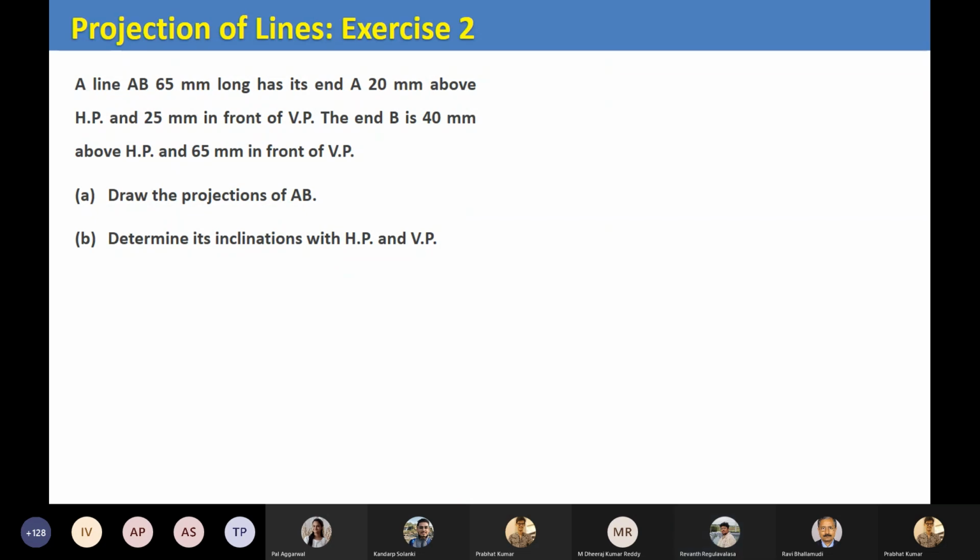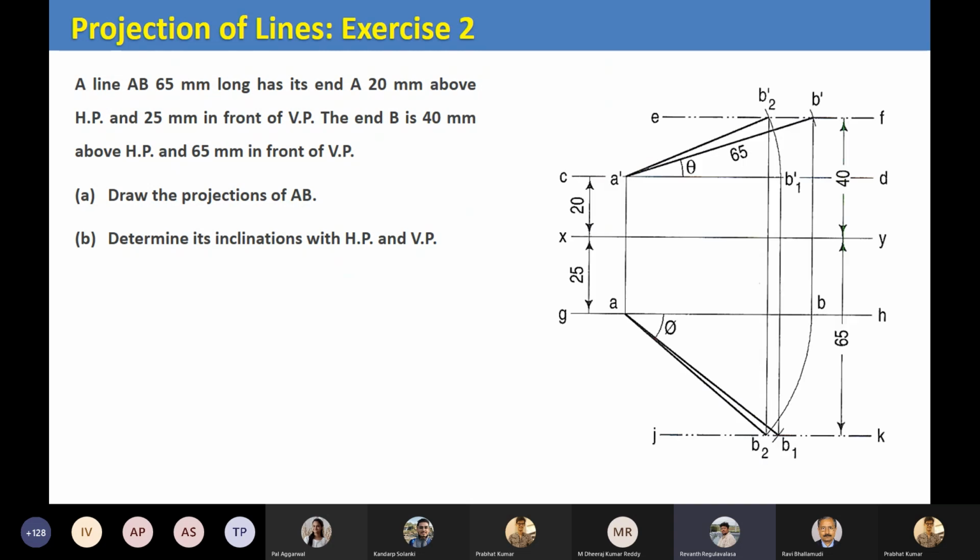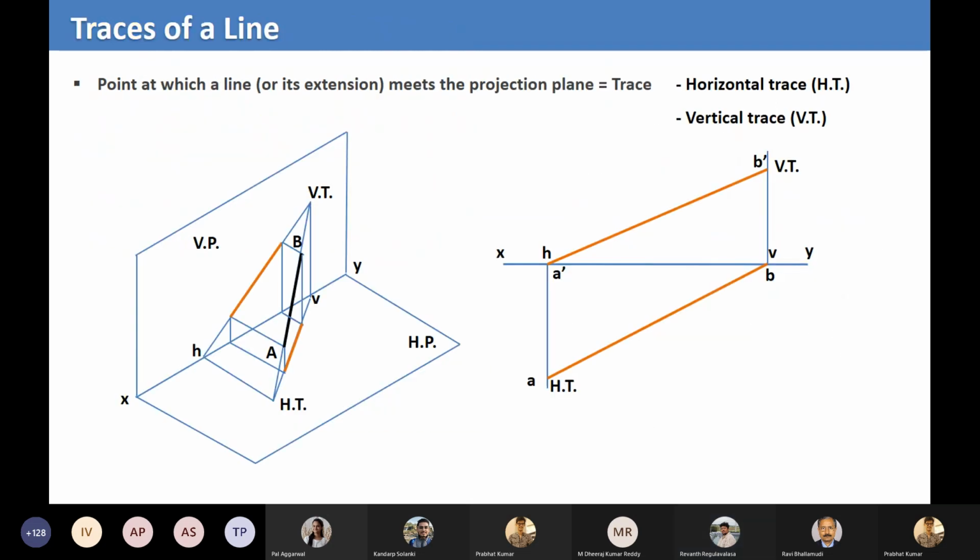So this exercise we will skip as of now, and we will move on to the next part, which is traces. Okay, Revant, you can go ahead. I'll share the screen. Okay? Yes, we can go to the next. This is one more example.